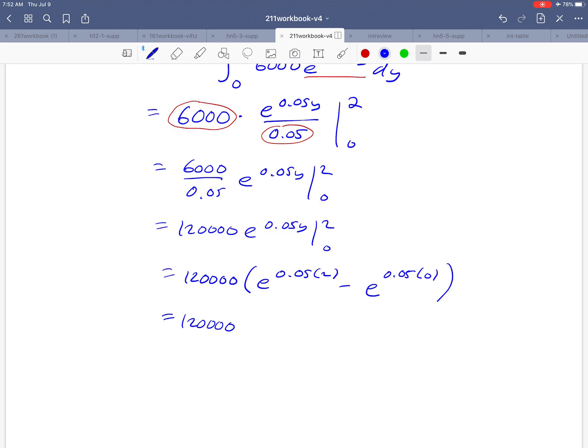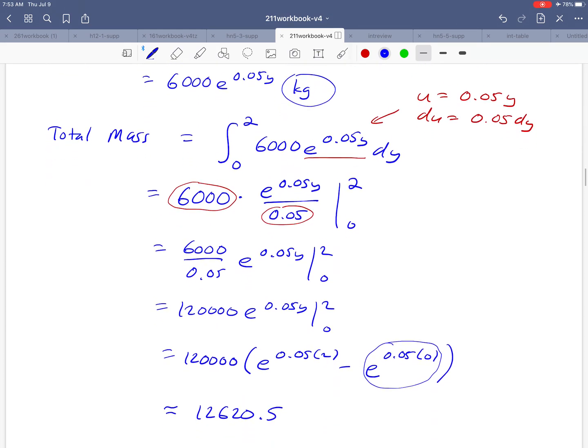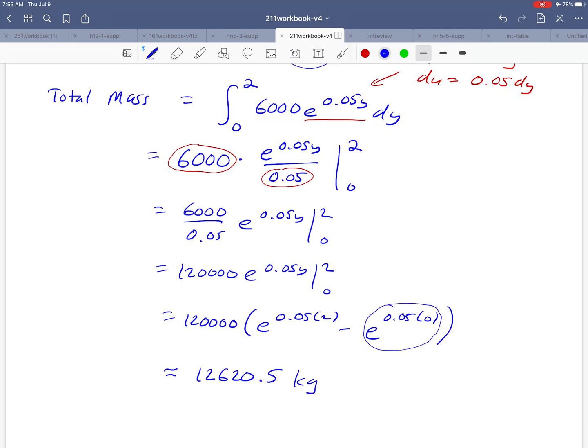So what do we get here? Well, 120,000 times... The thing to be careful of is that this is not equal to 0. E to the 0 is actually equal to 1, so don't forget about that second term when you're punching this into your calculator. If you substitute both of those terms in, what you should come up with is 12,620.5, and then the remaining question is, what should the units be? We are measuring a mass, and we can see from above that after we canceled our units, we're going to get units of kilograms here. And so that should be the mass of liquid in our tank.